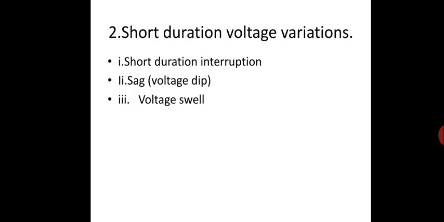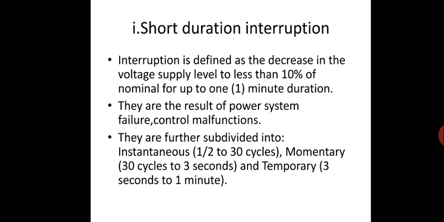Next we see short duration voltage variations are of three types: short duration interruption, voltage sag, and voltage swell. First one we see is short duration interruption. Interruption is defined as the decrease in the voltage supply to less than 10% of nominal for up to 1 minute.